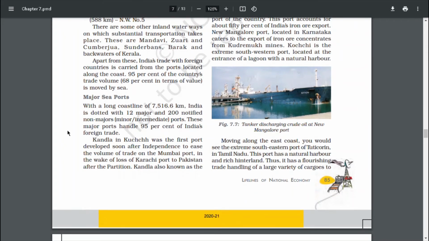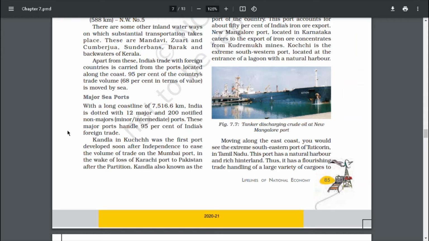Major seaports. With a long coastline of 7516.6 km, India is dotted with 12 major and 200 notified non-major, minor, intermediate ports. These major ports handle 95% of India's foreign trade.